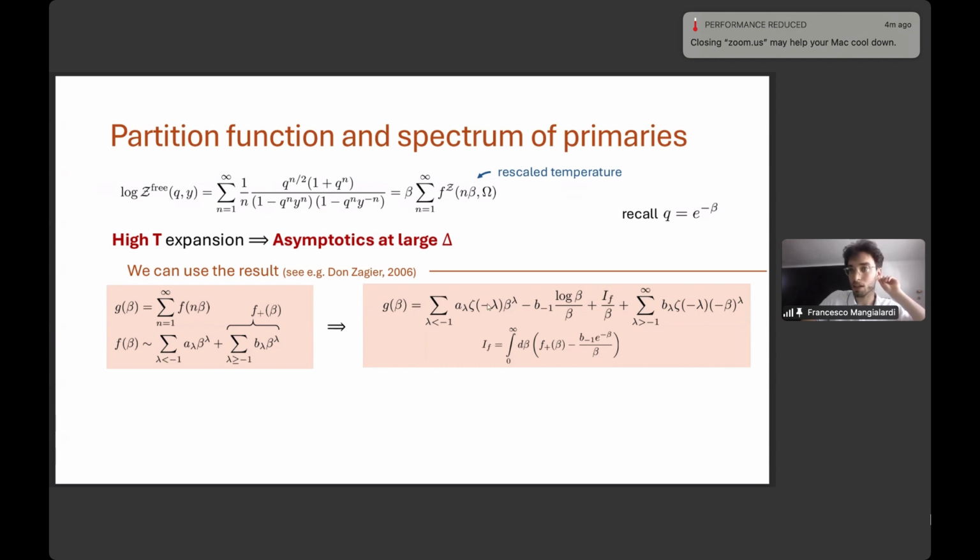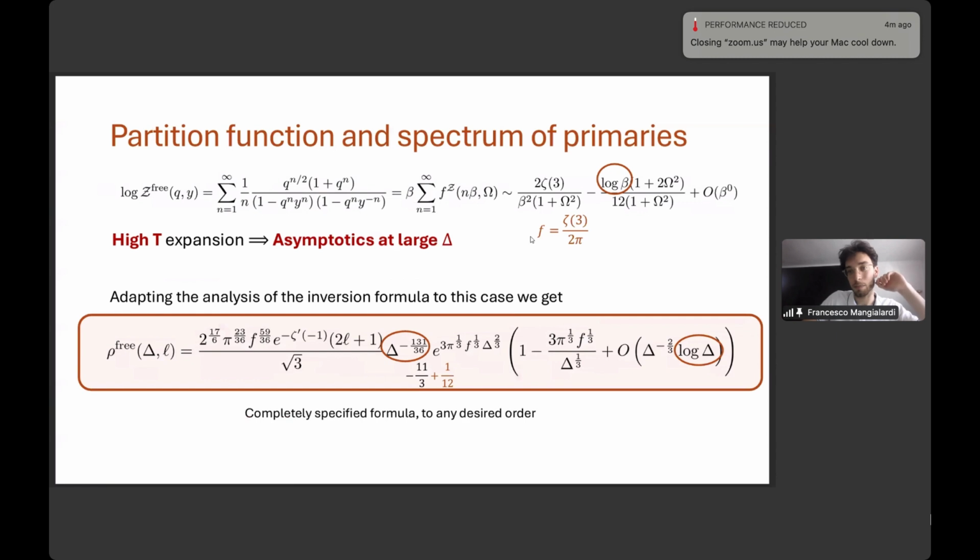So I will not give the details here, but this is the method that we use. In this way, we can actually find an all order high temperature expansion for the partition function, which reads like this one that I put here. We have the most singular term, which is the one we also expect for a gapped theory, and from this one we can read off the free energy.